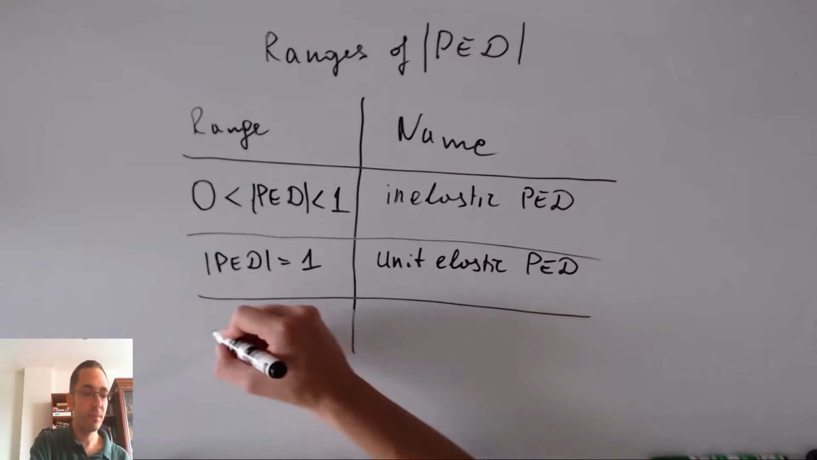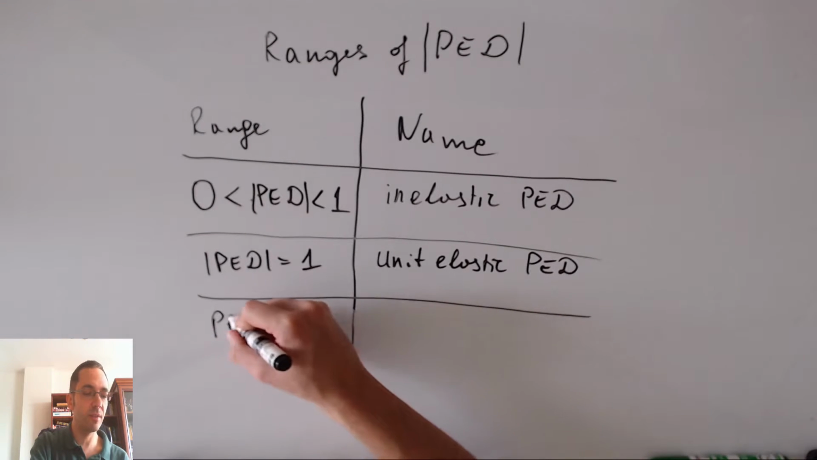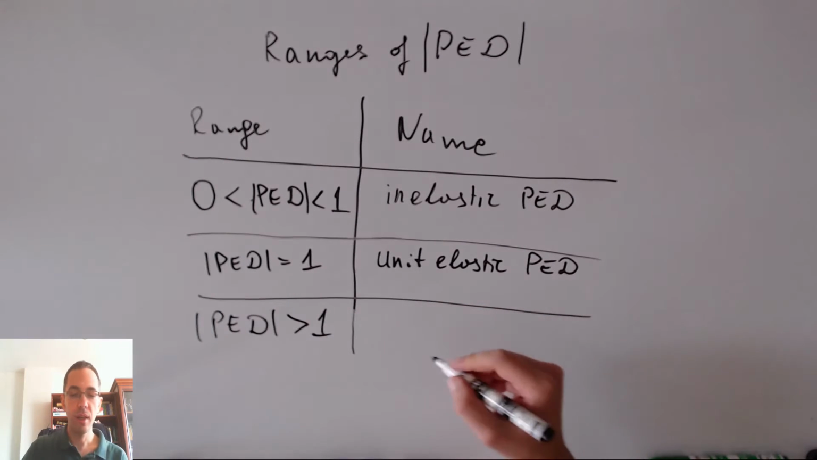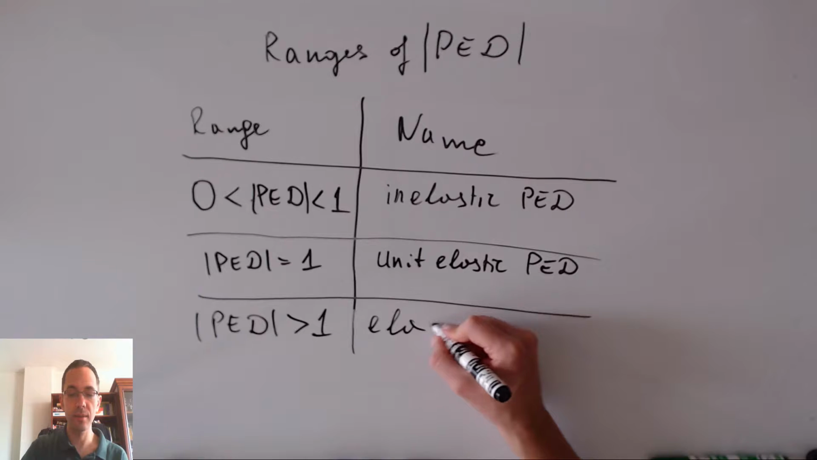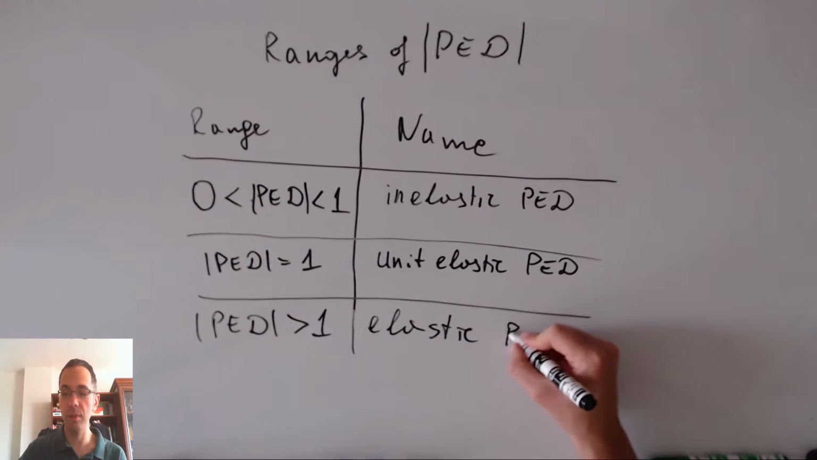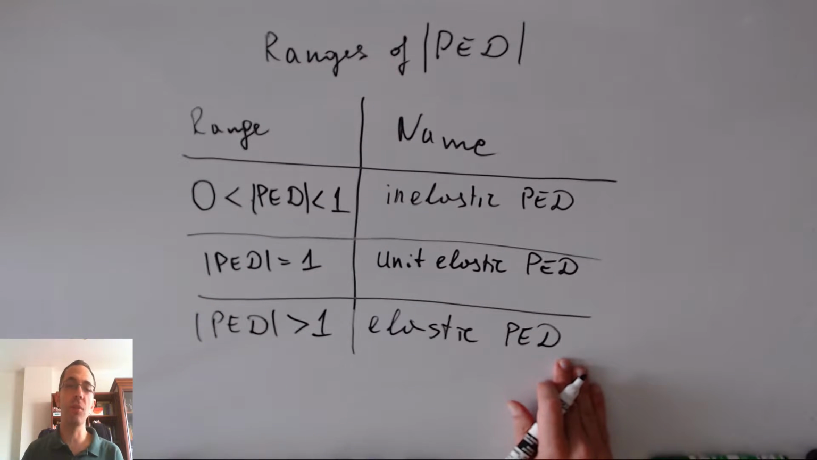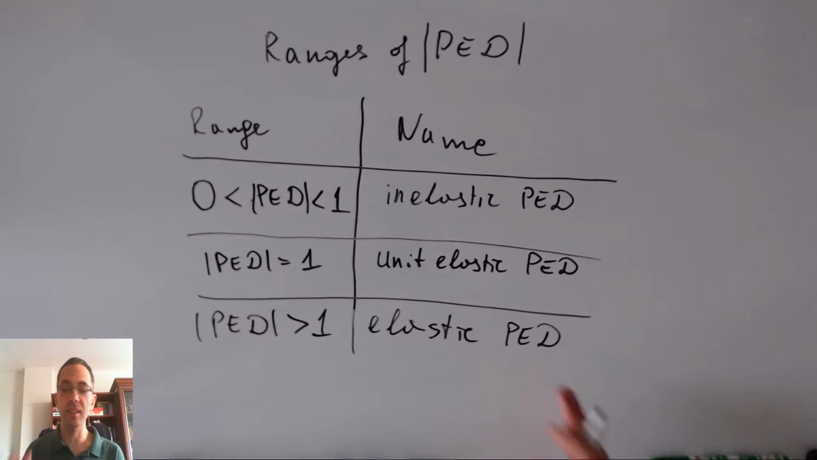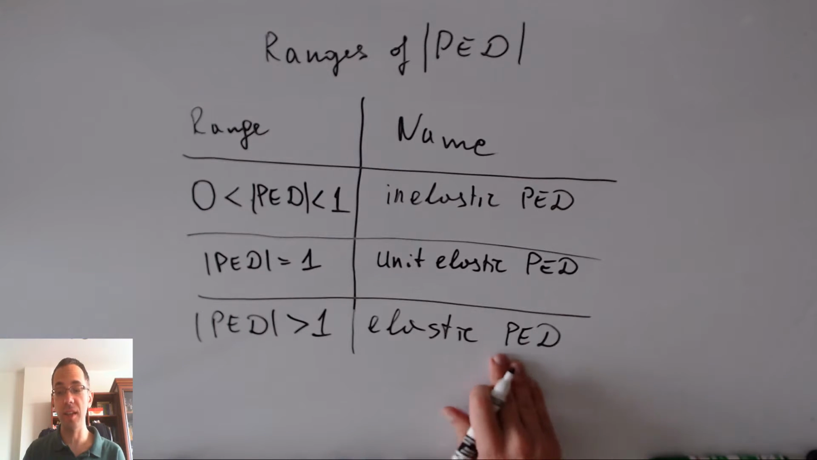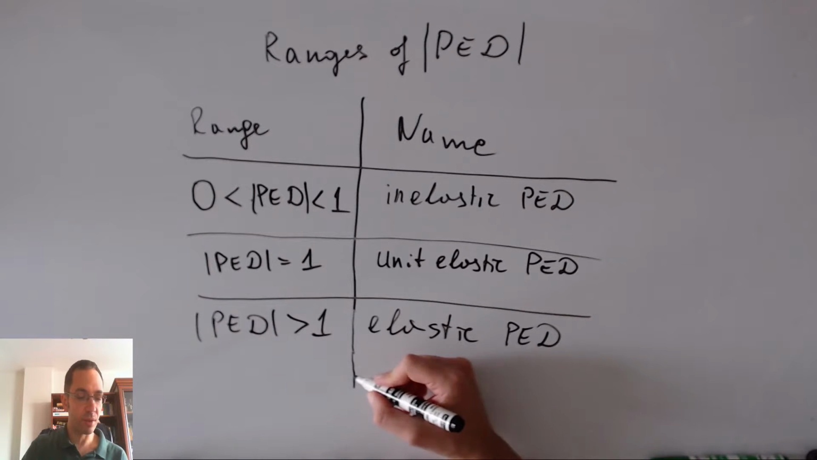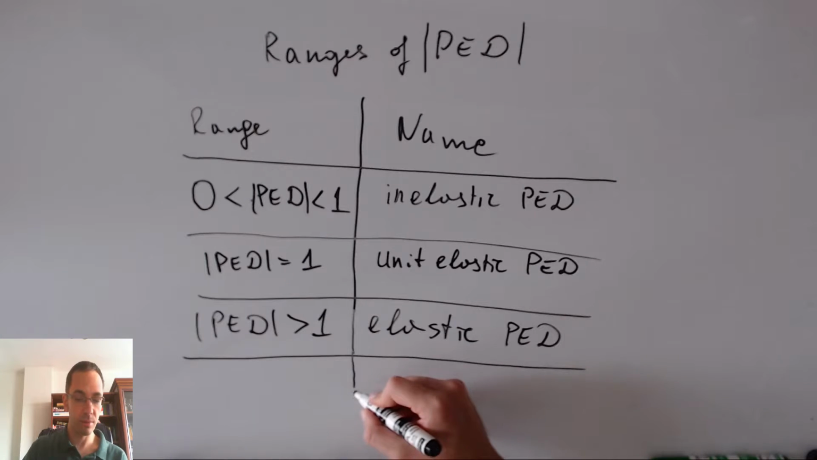The third one is price elasticity of demand greater than 1. And this is called elastic, or elastic PED. So in this case, the percentage change in the quantity demanded would be greater, but with the opposite sign, than the percentage change in the price. And we have two extremes. Let's squish them here.